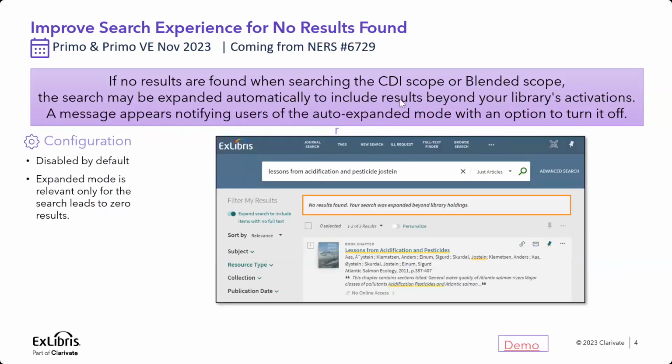Okay, so improving the search experience for no results found. As it's a new template, I just want to mention that we are stating here below the title that it is available for both Primo and Primo VE. And we also mention underneath the title the initiative, which is coming from the NERS.